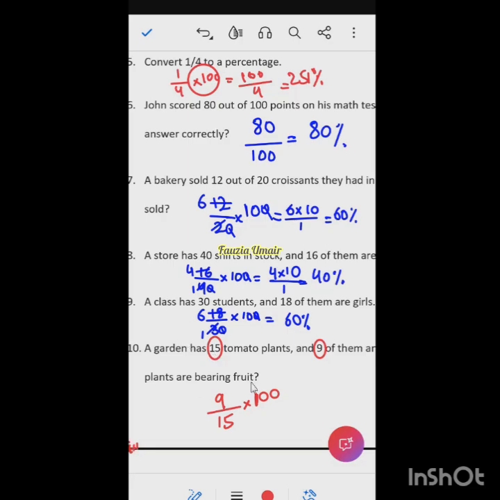Yes. So we can cancel this with 3. 3 threes are 9, 3 fives are 15. So now I can cancel this 5 with 100. 5 ones are 5, 5 twenties are 100.